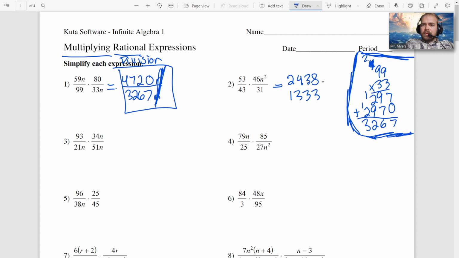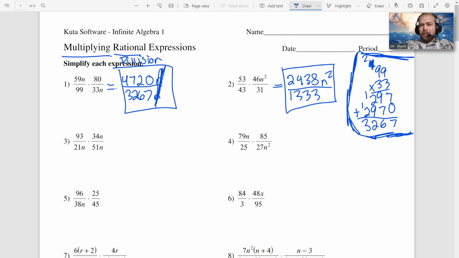On the top there's an n squared. On the bottom there's nothing. So we're done. I know they're not going to simplify because there are so many prime numbers, and not only that, but they're big prime numbers. If you have a bunch of big prime numbers, you're pretty much guaranteed to not have anything cancel.